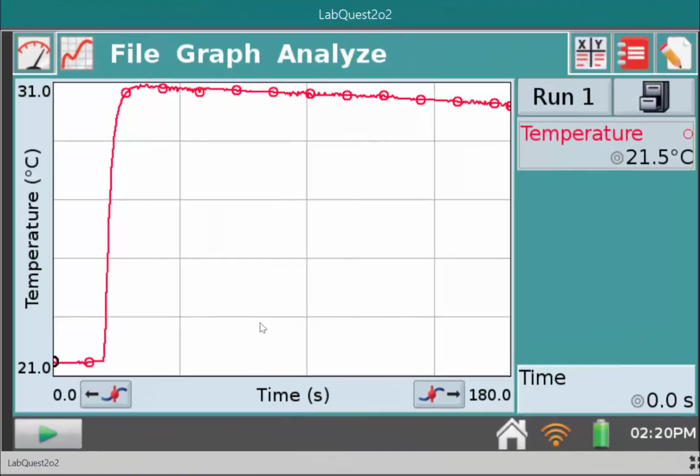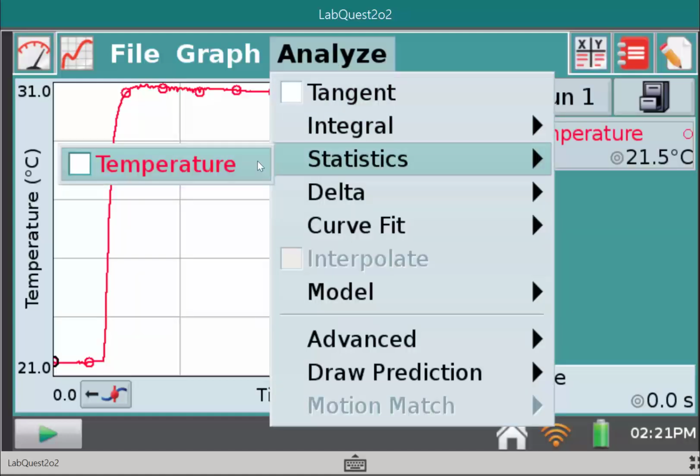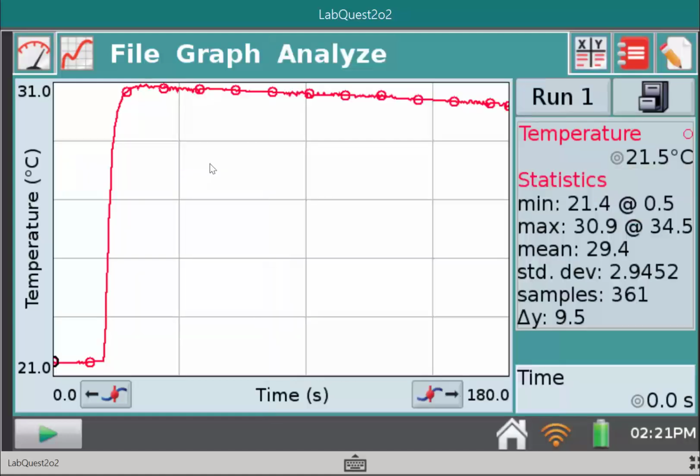As a follow-up, each of the runs is analyzed to find the maximum change in temperature. The approach is seen here for the first calibration run with the hot and cold water. Analyze from the top menu is selected, then Statistics, and finally Temperature. The panel on the right-hand side provides the minimum or initial temperature and the maximum or final temperature. Subtracting the initial temperature from the final temperature gives a positive delta T value of 9.5 degrees Celsius.